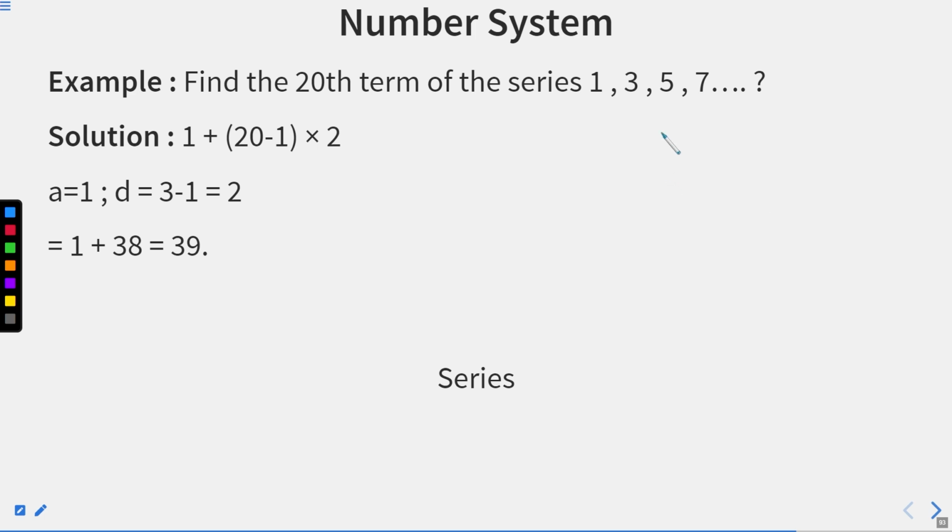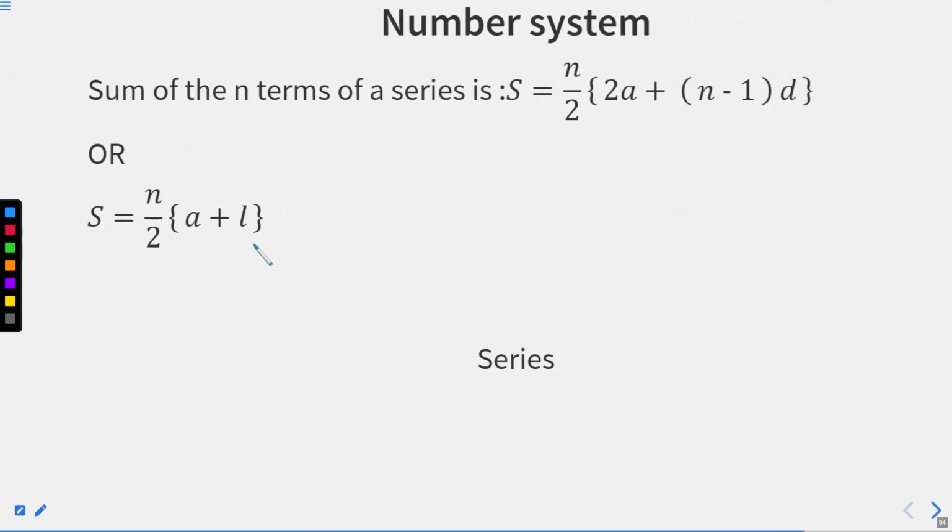So now for this series 1, 3, 5, 7, if I want to find the 20th term, just put a plus (n minus 1) d. So a is 1, d is 2, and n will be 20. Just solve it and you will get 39. So 39 is the 20th term of this series.